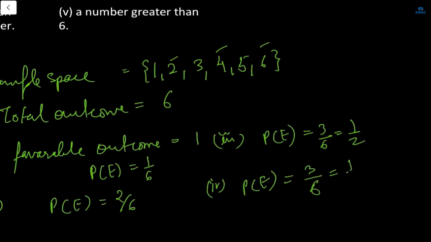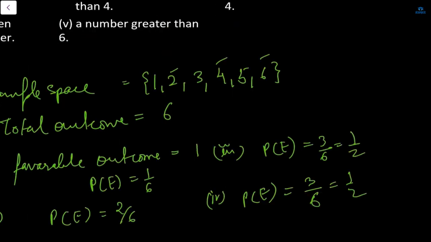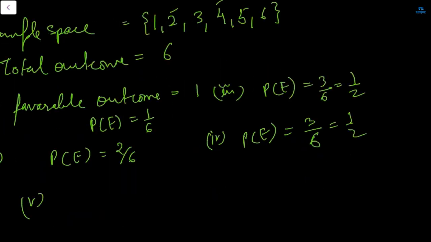A number greater than 6. It will be 0, ma'am. A number greater than 6 is an impossible event. It does not exist. 0 by 6.